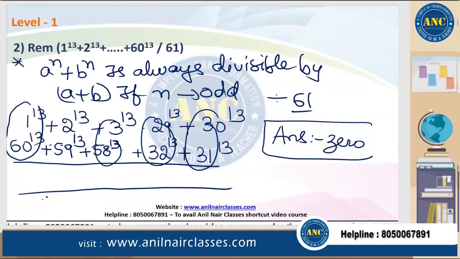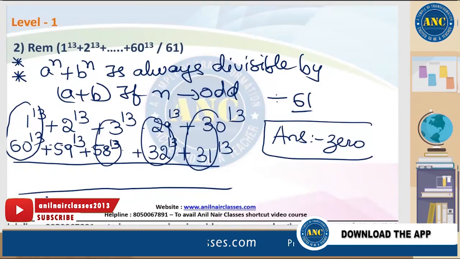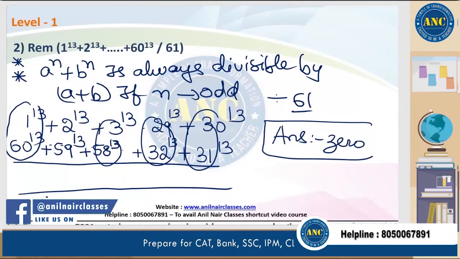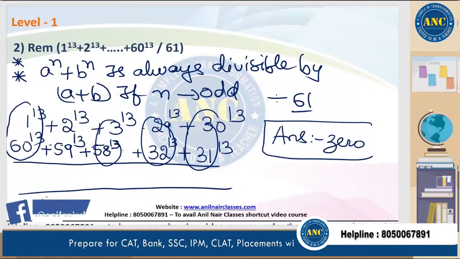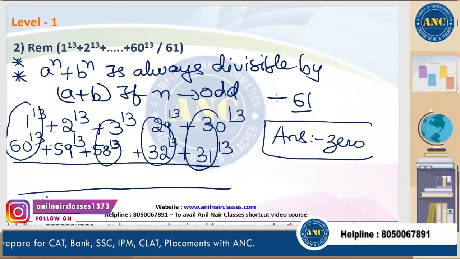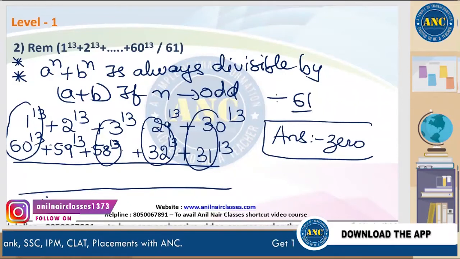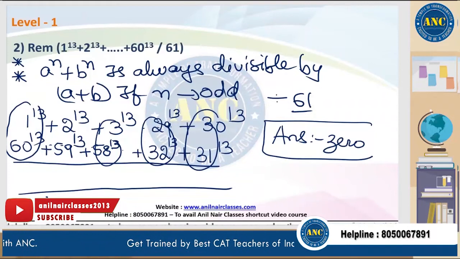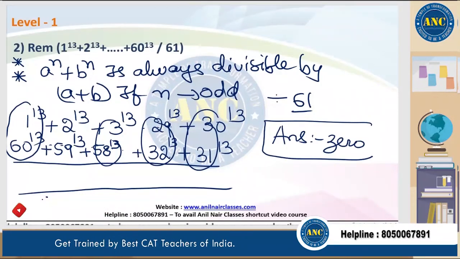Please underline this concept. What is the concept that we are using? A power n plus b power n is always divisible by a plus b if n is odd. First problem, what is the concept? A power n minus b power n is always divisible by a minus b if n is a natural number, and is also divisible by a plus b if n is an even number.